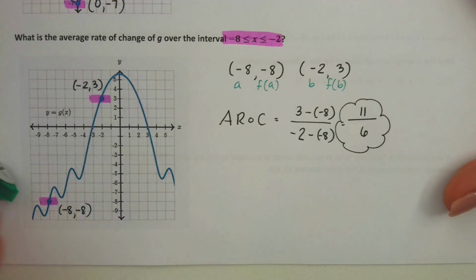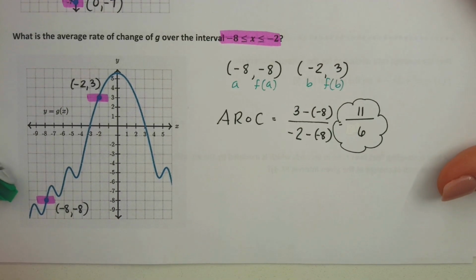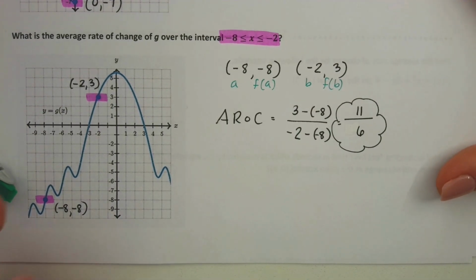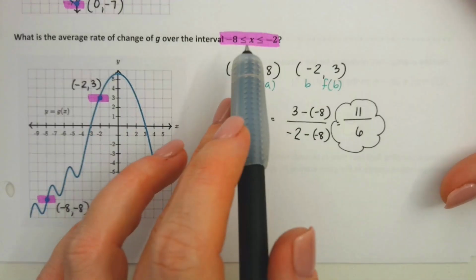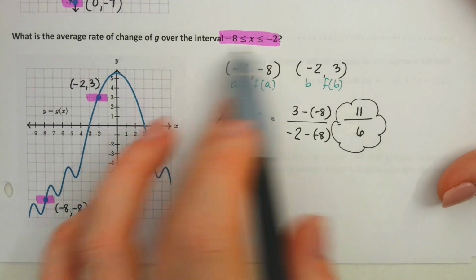Pretty simple. So, are the symbols always going to face that way? Does it matter? What do you mean, face that way? Like the greater than or equal to? Yeah, it's kind of like how they would write the domain. They're just asking, what is the average rate of change over this domain?